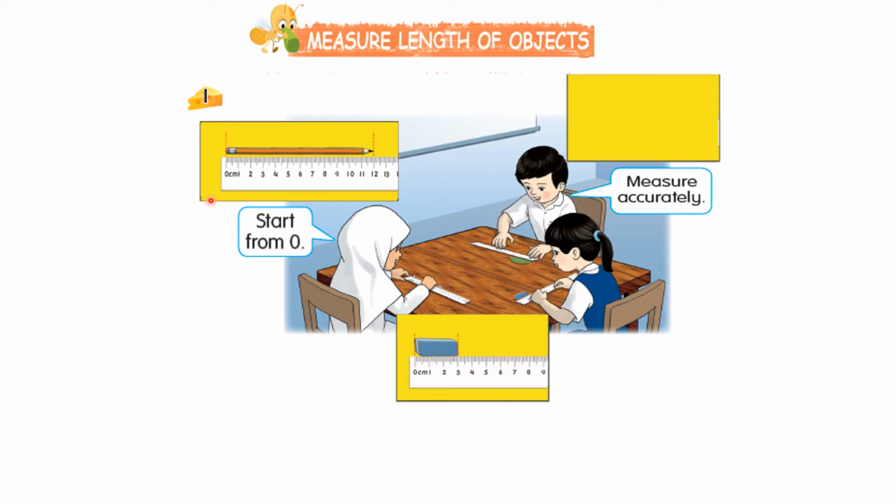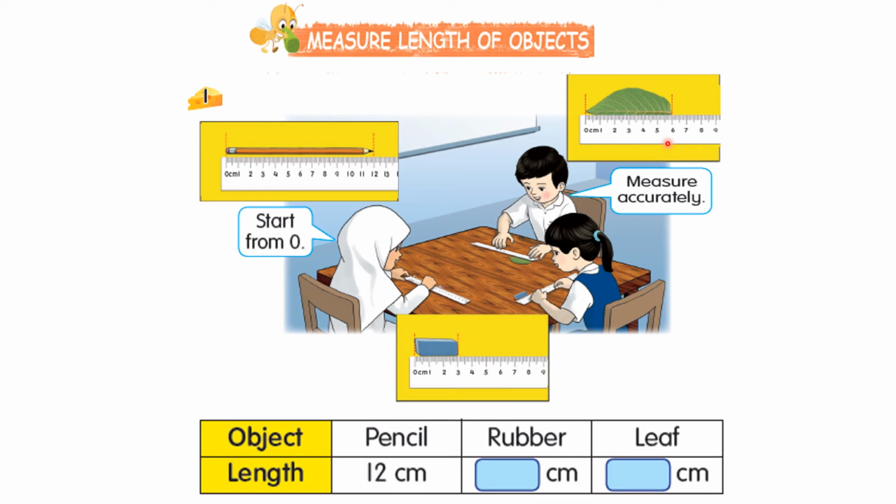Next, the rubber. We also must start from zero and then measure accurately. As you can see, the end of the rubber meets number 3 on the ruler. Last one, the length of the leaf. Start from zero and then measure accurately. The end of the leaf meets number 6 on the ruler. So the length of the leaf is 6 centimeters.